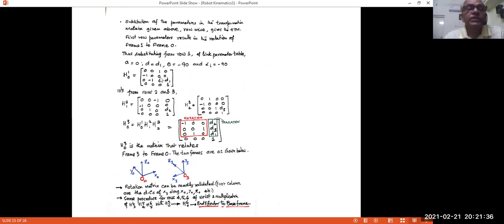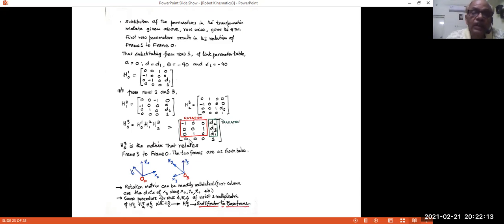Well, as I said, I have taken H10, H21, H32 from the link parameter table by substituting into the standard homogeneous transformation matrix, which is in terms of the 4 link parameters. And finally, I get this one as the H30. And as I said, that O3 frame in the Stanford manipulator I showed you is like this, and our base frame is like this. If this is the case, the rotation matrix is like this. We can verify whether they are okay or not.